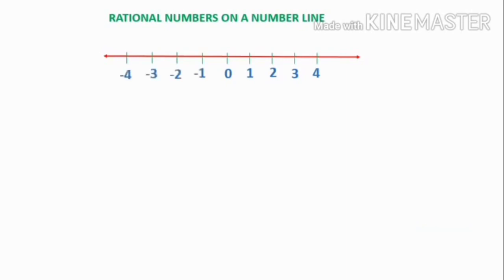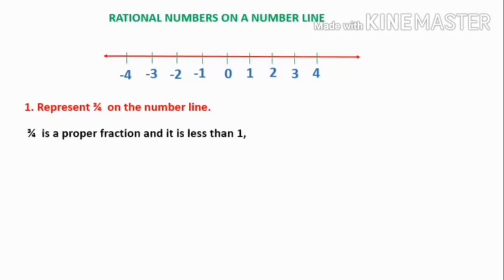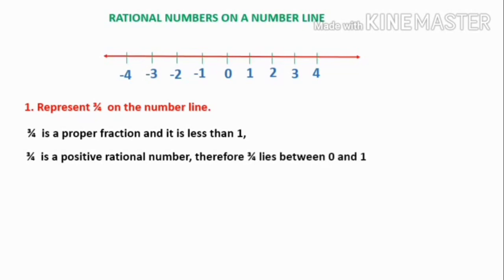Now, let's discuss how to represent 3 by 4 on the number line. Since 3 by 4 is a proper fraction and also less than 1. How do we know it is less than 1? Here, numerator is less than the denominator. That's why it is less than 1. And it is also a positive number. Therefore, 3 by 4 lies between 0 and 1.